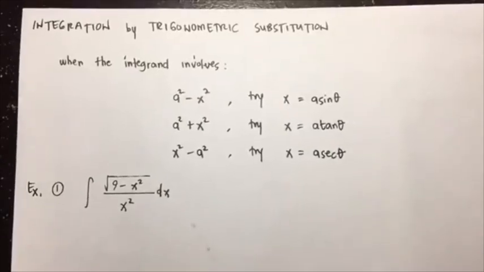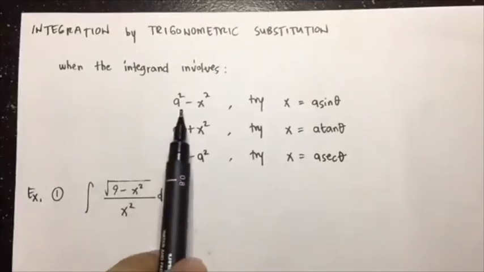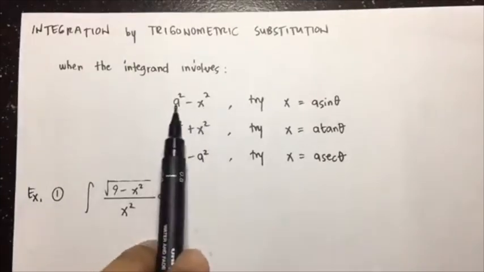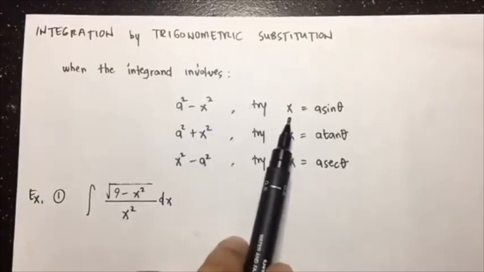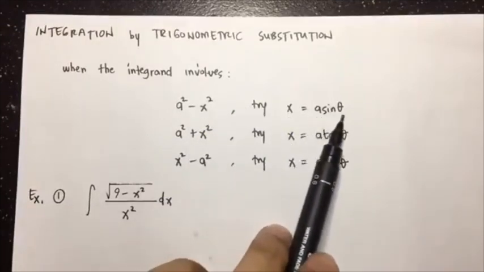Okay, so for this video, we will be discussing integration by trigonometric substitution. As the topic suggests, we will express our integrand in terms of trigonometric functions by the use of the suggested substitutions. When the integrand involves a squared minus x squared, where a is any constant, we will try to substitute x is equal to a sine theta.